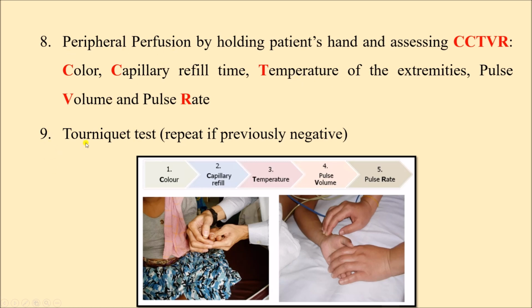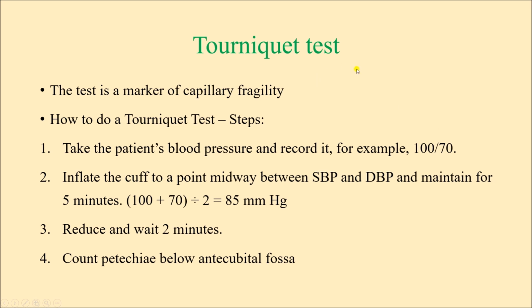Next, the Tourniquet test has to be done. If previously the Tourniquet test was done and the result was negative, the test can again be repeated. Now let us talk about the Tourniquet test. It is a marker of capillary fragility. So a positive Tourniquet test indicates there is capillary fragility.